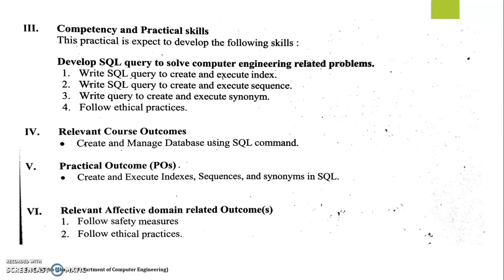Competency and practical skills. This practical is expected to develop the following skills in the students: writing a query to create and execute an index, to create and execute a sequence, and the synonyms, following ethical practices. Then the relevant course outcome is to create and manage a database using SQL commands. Practical outcomes achieved are create and execute indexes, sequence and synonyms in SQL. Relevant affective domain related outcomes are follow safety measures and follow ethical practices.